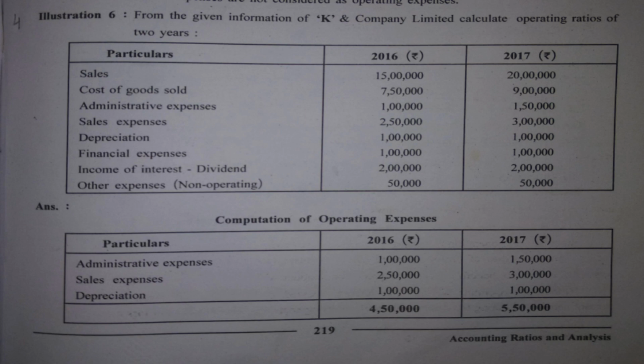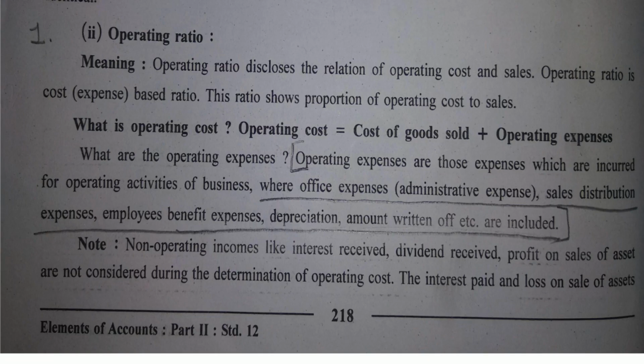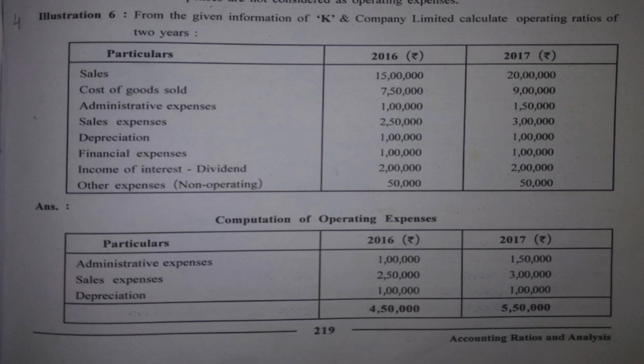These three items are to be included in the calculation of operating expense as per this point, the one that is highlighted here. The items other than these, financial expenses, income, other expenses, are of no use, because in operating expenses only administrative, sales and depreciation are to be calculated. So these three items have been considered, and operating expenses for the year 2016 is 4,50,000.